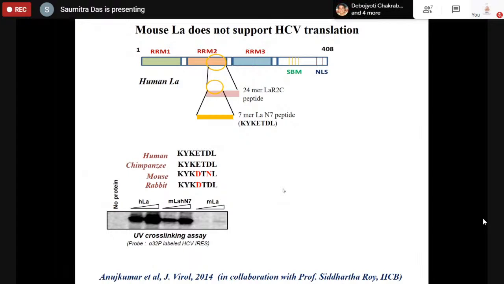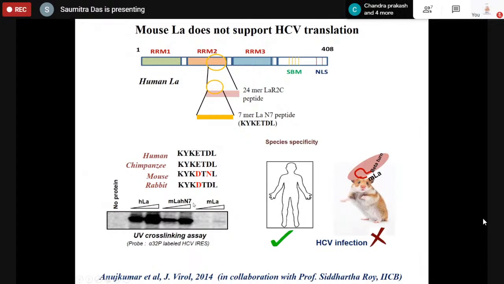And we found that it is true that the 7-mer peptide that we made and showed is so important for the LA interactions with the HCV RNA is not conserved in the mouse and rabbit. And we demonstrated that if you now revert it back and make it humanized, then the mouse LA can start binding to the hepatitis C RNA, and it can support translation. So CRISPR-Cas, as Debojyoti explained, was not there when we did these things.